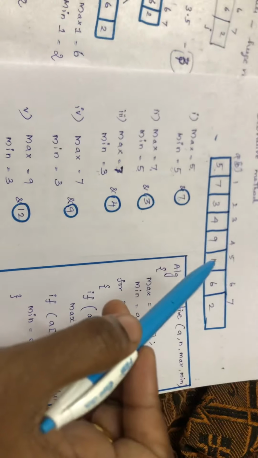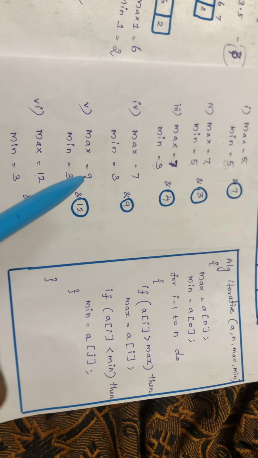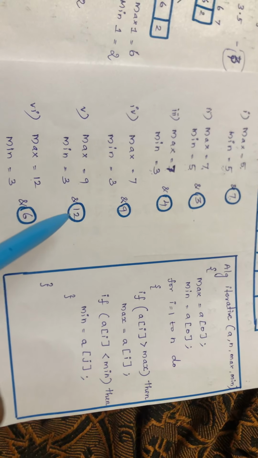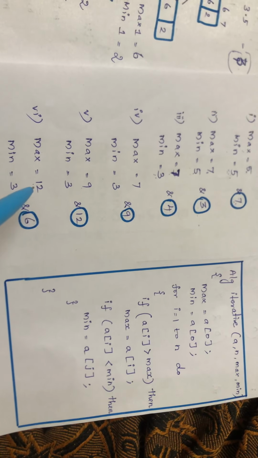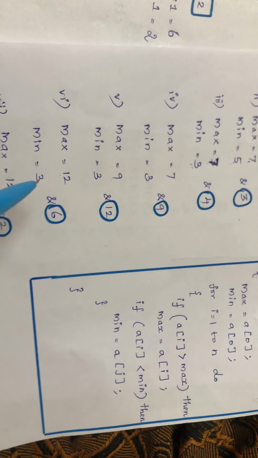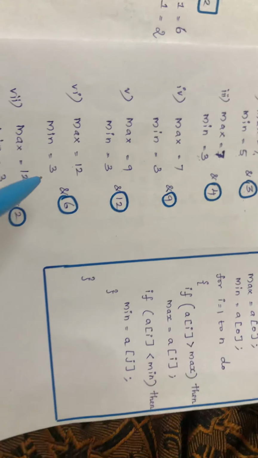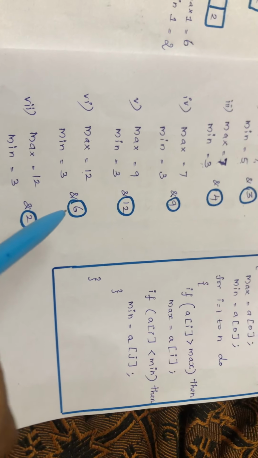The next number is 12. 12 is compared to max and min, that is 9 and 12. Here 12 is the maximum value. So 9 will be changed to 12. Then compare the minimum value. Here 3 is the minimum value. So no change here.